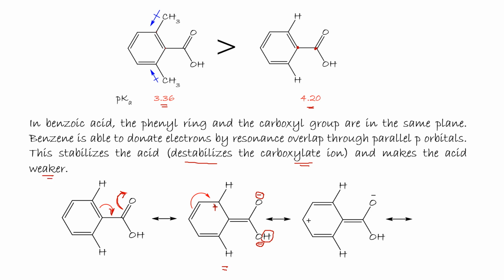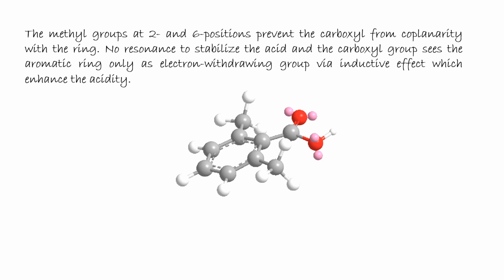In the case of 2,6-dimethylbenzoic acid, the methyl groups at the 2 and 6 positions prevent the carboxyl from being coplanar with the ring. You can see it is not coplanar with the ring. So there is no resonance to stabilize the acid, and the carboxyl group sees the aromatic ring only as an electron withdrawing group via the inductive effect, which enhances acidity.